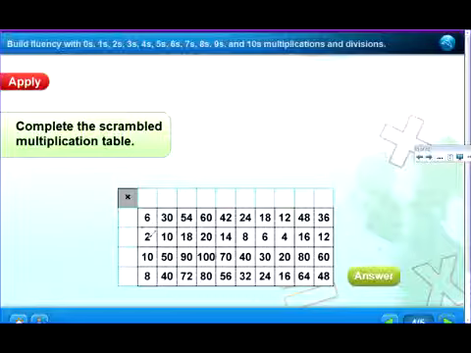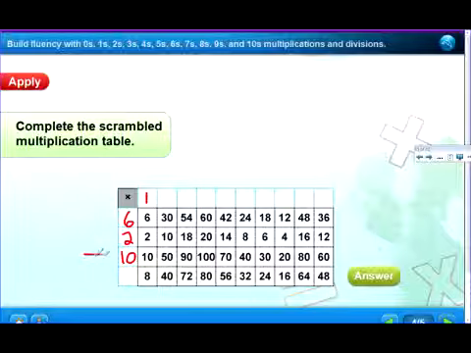row, not column. So I'm going to put a 2 there. And 2 times what equals 2? 1, right? So we've got 2 possible answers. Let's check. If that's 1, then 1 times 6 equals 6, and 1 times 10 equals 10.